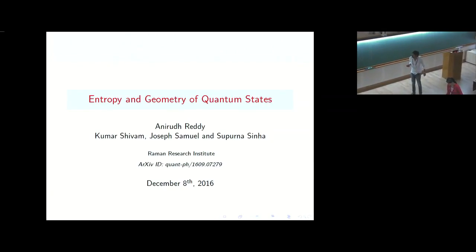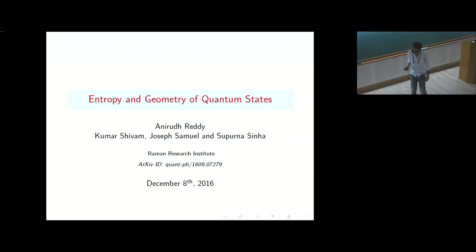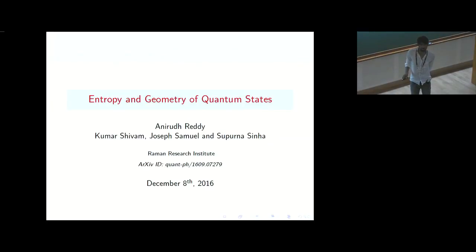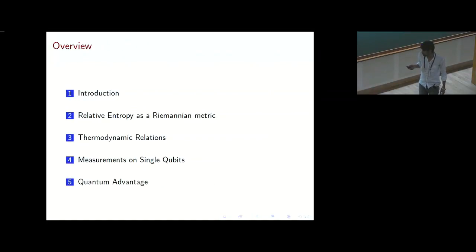The title is a little misleading. I would rather say it's about entropy and geometry of distinguishability of quantum states. This is work we've been doing for the past year, with Sam, Suparna and Kumar Shivam. So this is the outline of my talk: the introduction, relative entropy as a Riemannian metric, thermodynamic relations, and measurements and what we call quantum advantage.